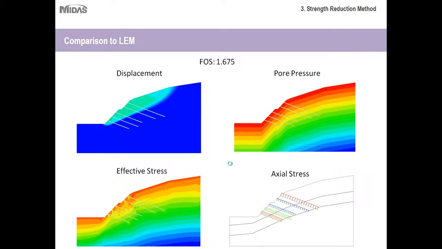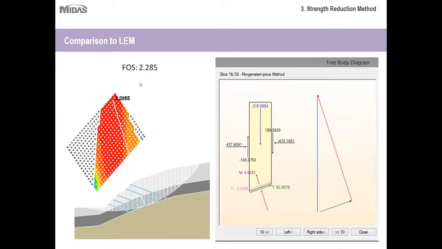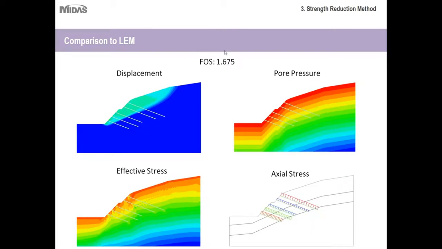So as you can see, just going back here, the factor of safety is 2.285, which is a bit higher. And then the factor of safety here is about 1.675. So just keep in mind this is actually the same exact project, but done with both analysis methods.